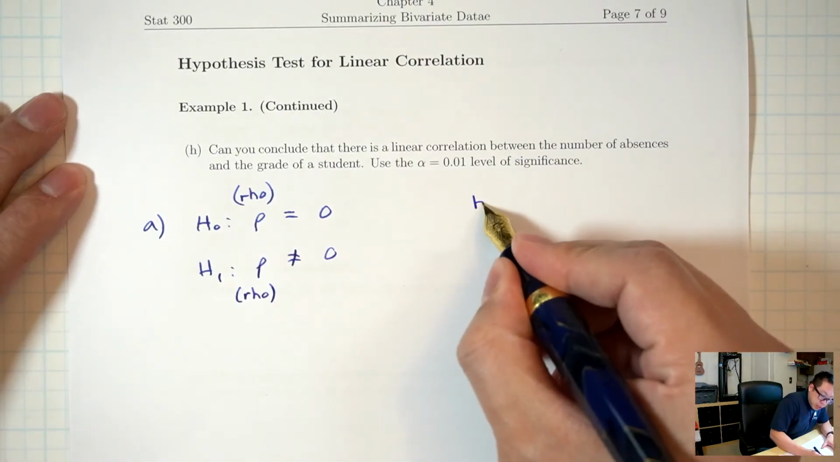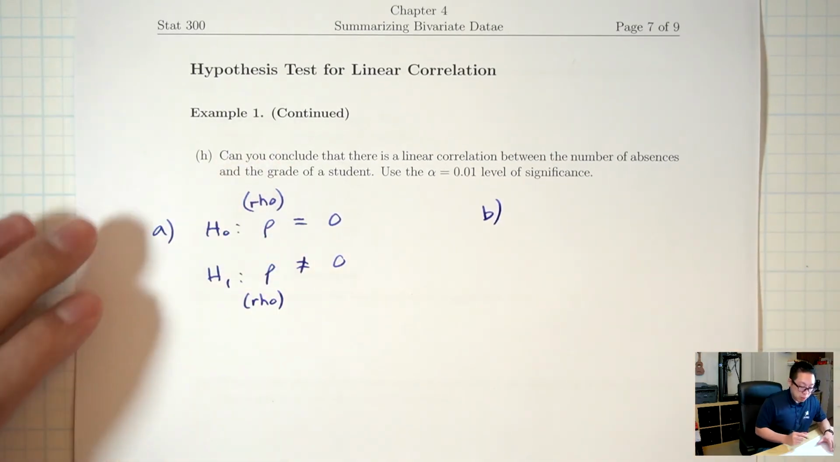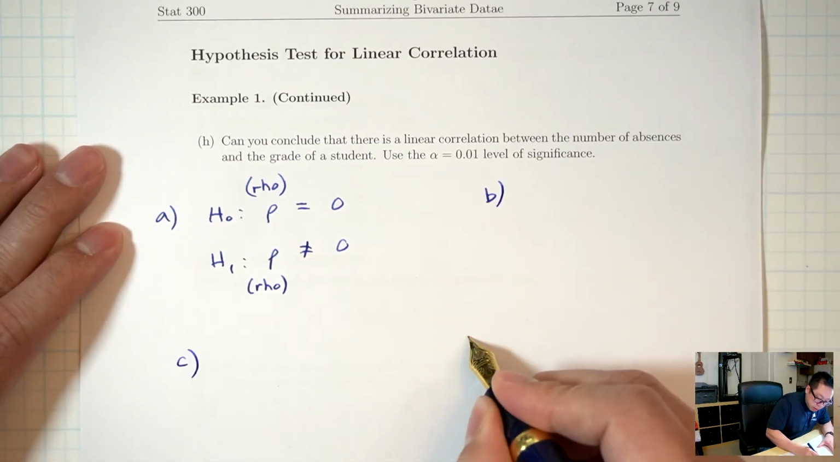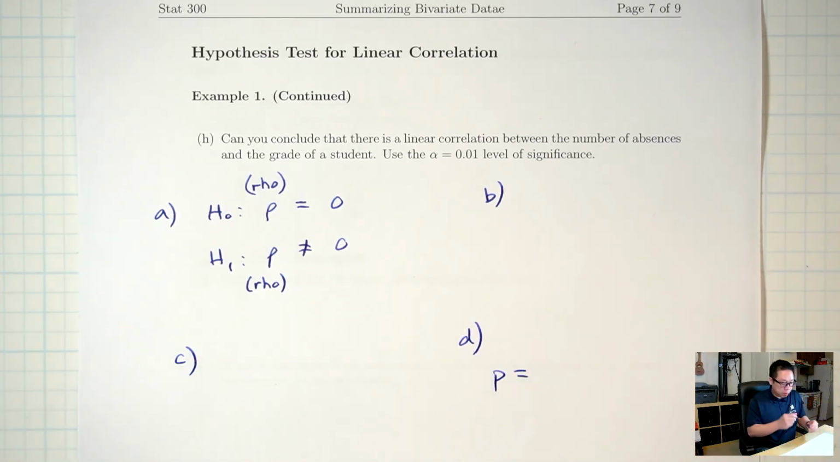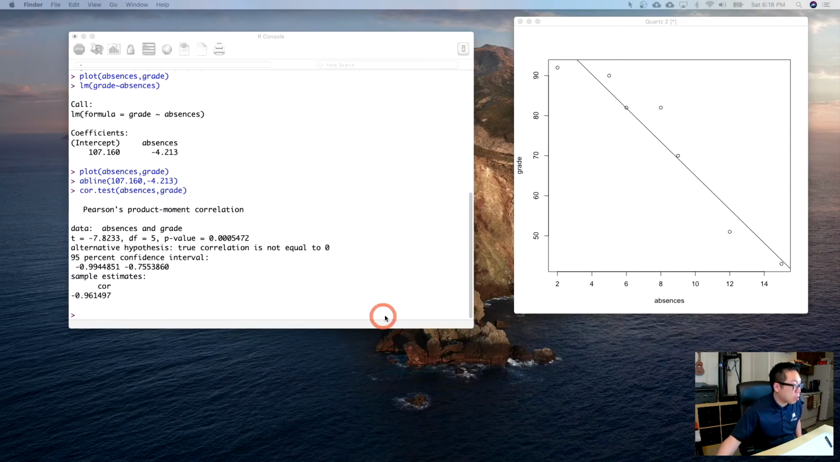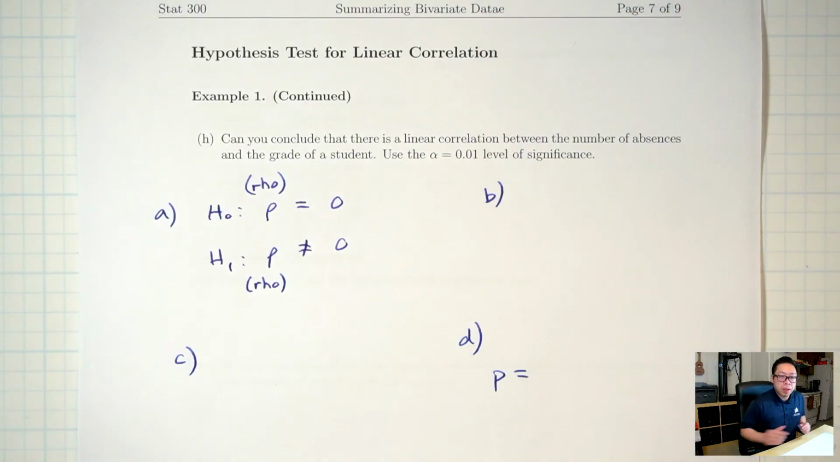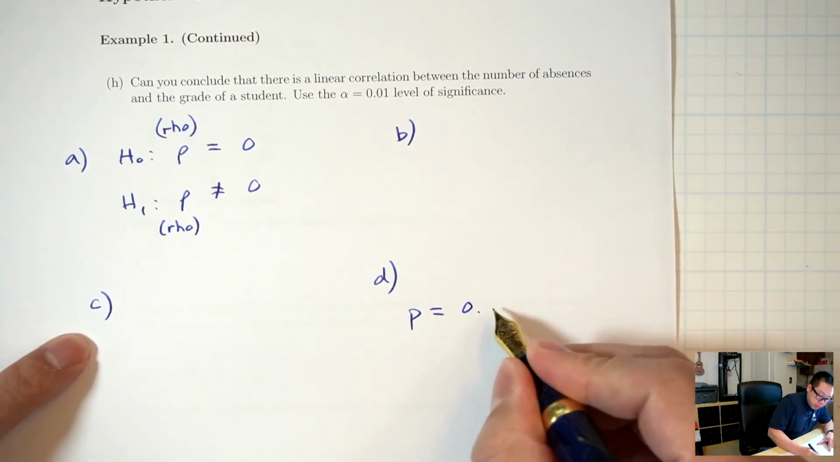Parts B and C we're actually not going to do for a hypothesis test for linear correlation. Part D, the p-value, we are going to do, but there's nothing to do because we already did it. If you go back to when we did the cor.test, up at the top there is a place that says p-value. That's the p-value. So our p-value here is 0.001, rounded to 3 decimal places. Our p-value is 0.001.